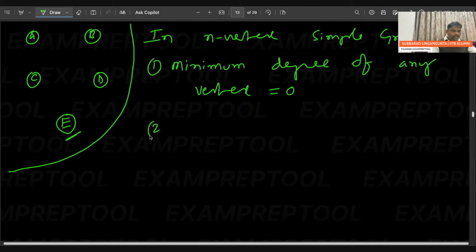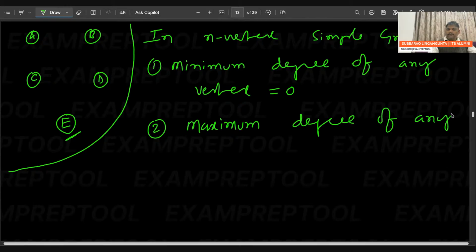Now the next question is, what is the maximum degree of any vertex? Let's check. The maximum degree of any vertex is equal to, let's see, 5 vertices here, so the maximum degree is when a vertex is adjacent to all other vertices.